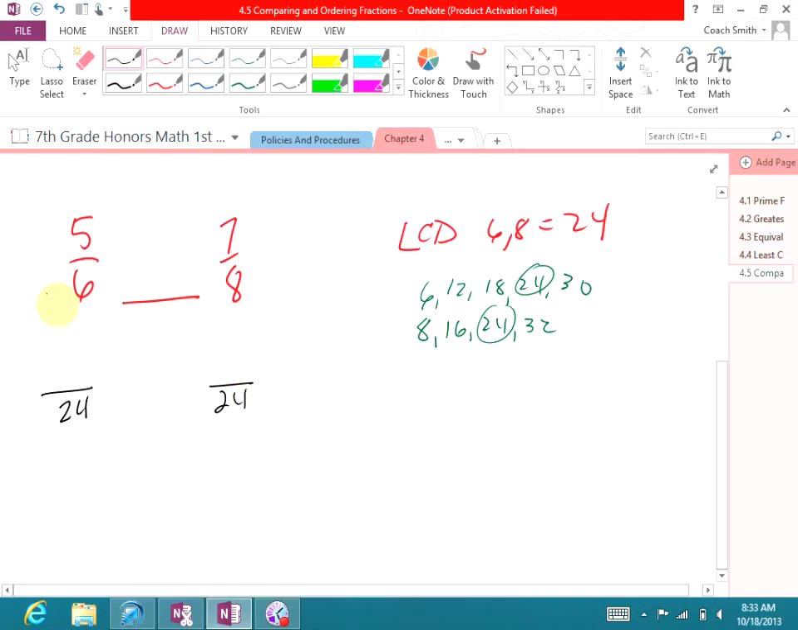We multiplied by 4 to get 24, so we have to do the same thing to the top, which is 20. Multiplied by 3, so we have to do the same thing to the top, that's 21. So the 7/8 is larger. So we put the less than sign in the blank. Now, how I'm coming up with these numbers is I'm saying, okay, 8 goes into 24 3 times.